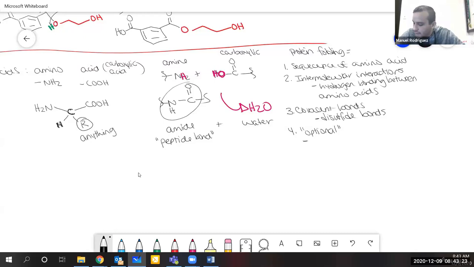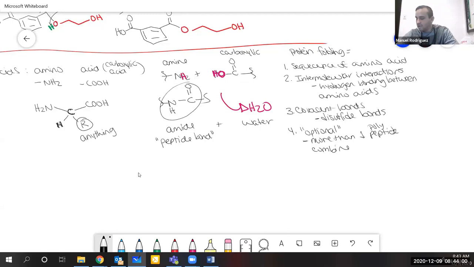More than one peptide or polypeptide combined. So sometimes you get two different molecules, they polymerize, they form hydrogen bonding, they form disulfide bonds, and then they combine. So you get two different ones. An example of that would be hemoglobin. It's what we use in our blood to carry oxygen. It's actually four different proteins into one big protein.